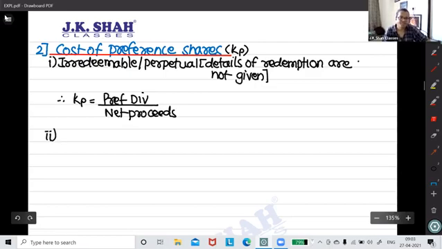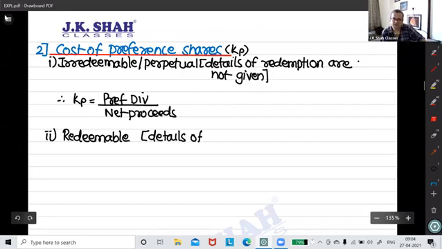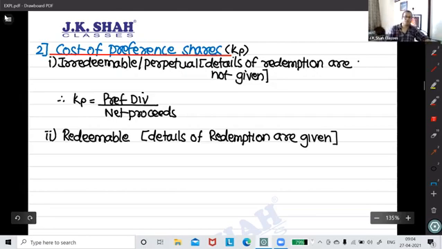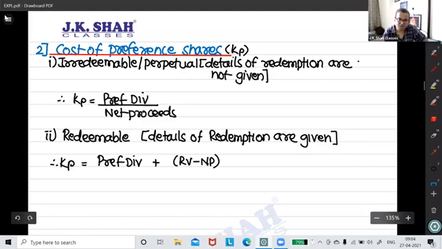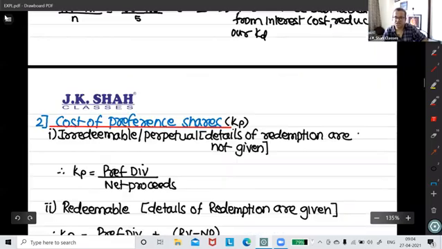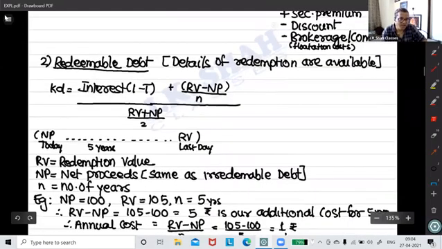Second. Redeemable. So what we would say, details of redemption are given. Therefore, KP, cost of preference, is equal to preference dividend plus RV minus NP upon N. Guys, please check the way we are writing. Upon N is only for this part.